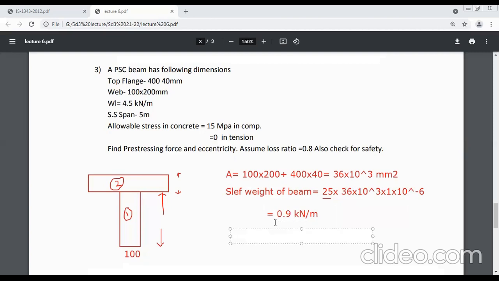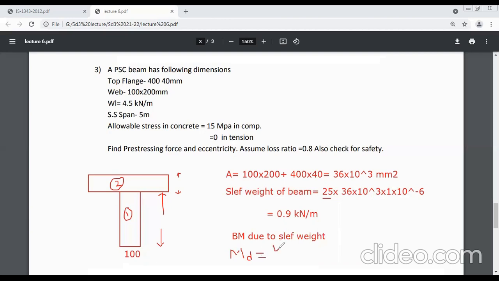Below, write down the bending moment due to self weight. The beam is simply supported. What is the bending moment formula for a simply supported beam with UDL loading? The self weight is 0.9 kilonewton per meter. We denote the bending moment due to self weight as MD.